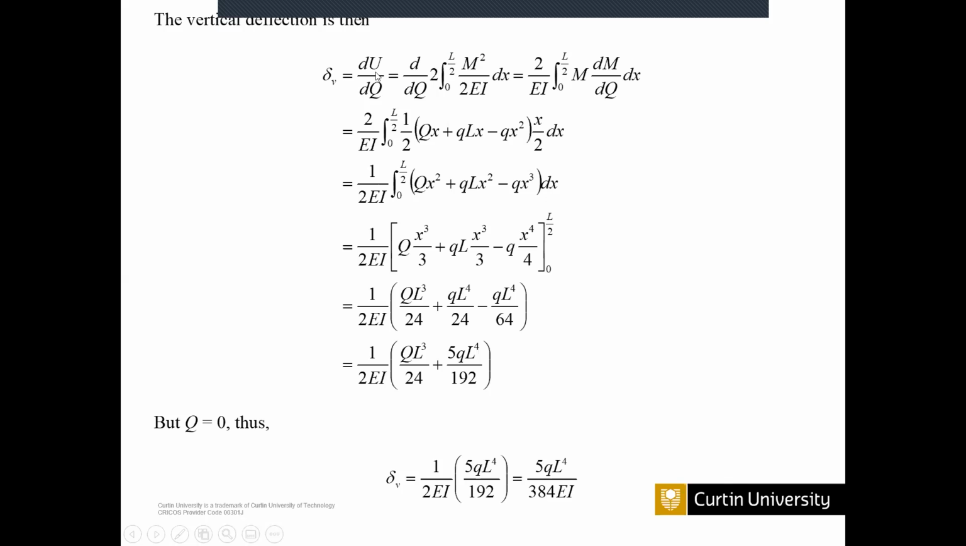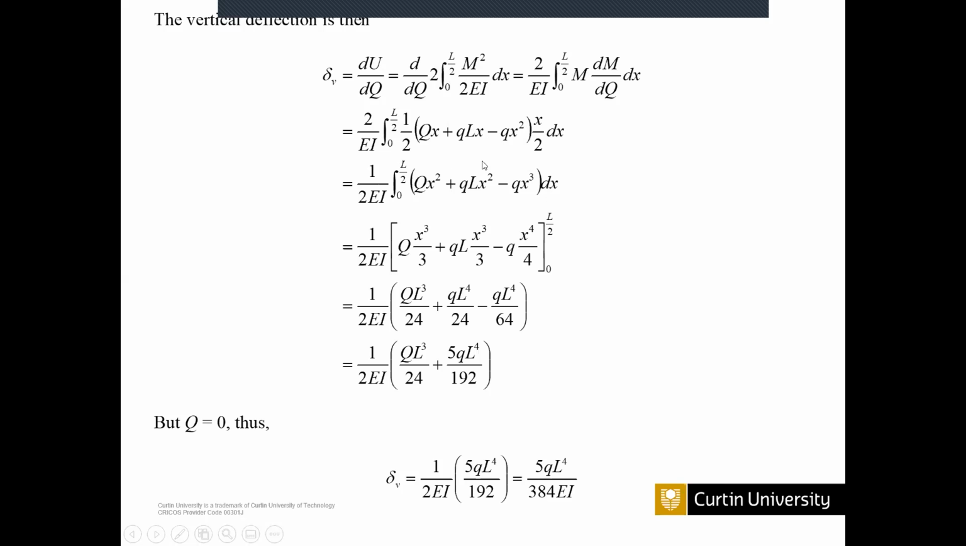So dU by dQ, and I don't want to explain again now. This is a very important thing here: we consider half of the beam, so that's why we multiply by 2. Then substitute M. We already know the function of M, and dM by dQ. This represents point C. Then expand it, integrate, and substitute the limits and other things.